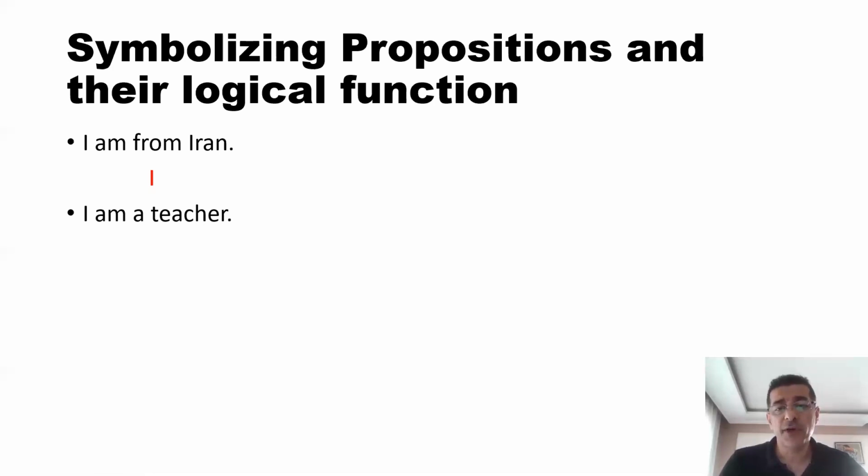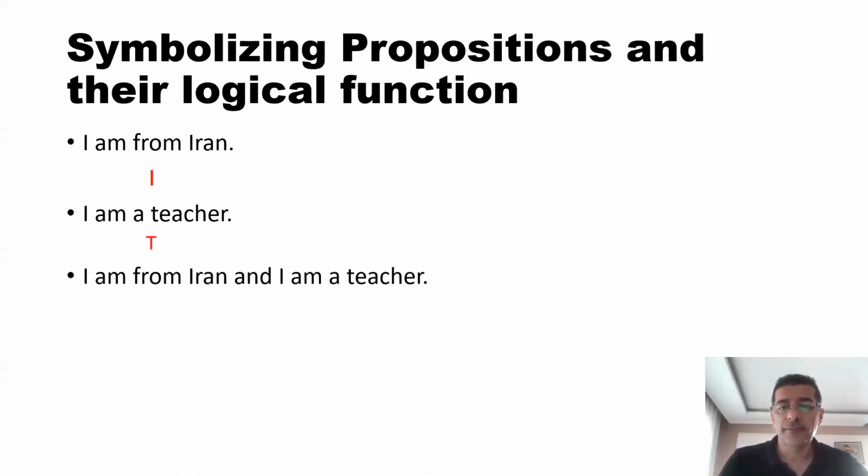Now look at this third sentence. How can I symbolize this? Because there are two propositions, and there is an operator, and, as you can see here. So there's and as an operator, and there are two propositions. For I am from Iran, I use I, and for I'm a teacher, I use T. So let's just write I, here we have and, and here we have T: I and T, right?